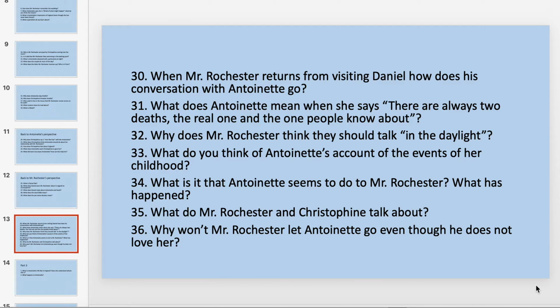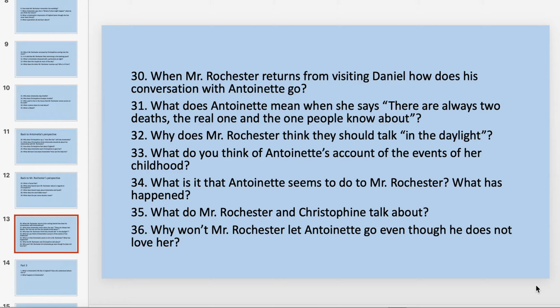So people interpret this line some different ways. We could have the real death being the loss of sense of self, so not a real physical death, but kind of a mental or emotional or spiritual death, and the one people know about being the death when someone's physical body dies. But other people sometimes think of this in other ways, and we have Mr. Rochester following this quote by saying, basically, if someone's lucky, there's just the two. So Antoinette says there's two deaths, the real one and the one people know about, but I want you to think of how that could be interpreted in different ways.